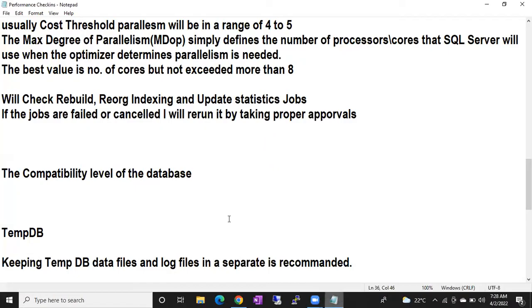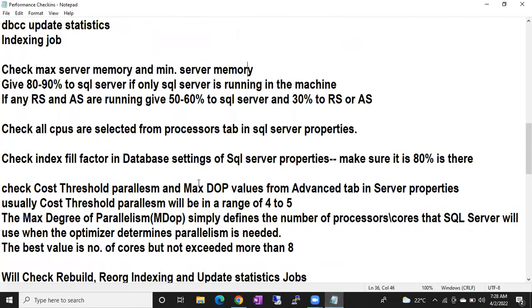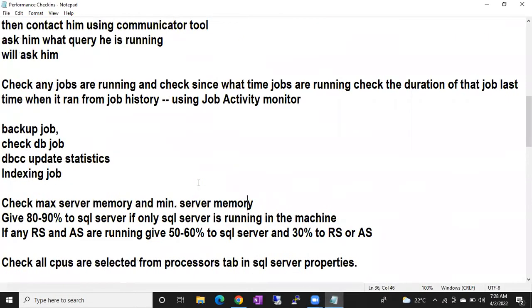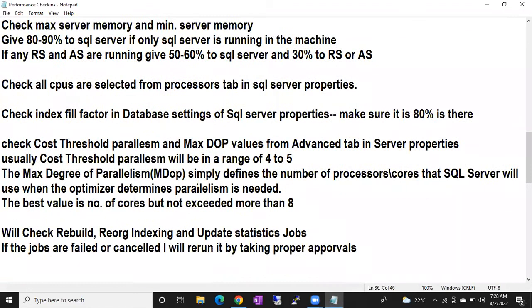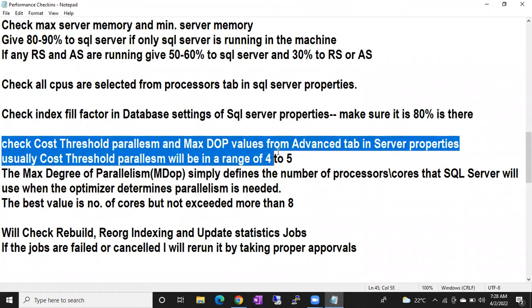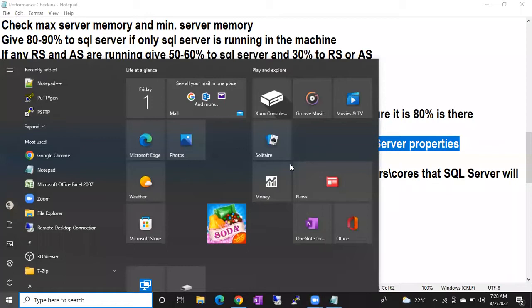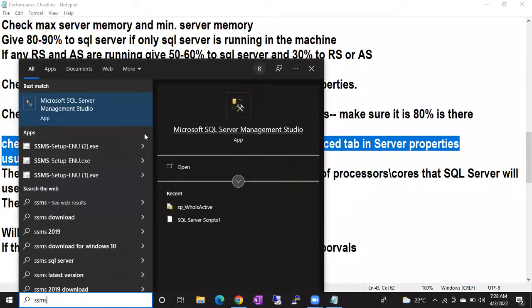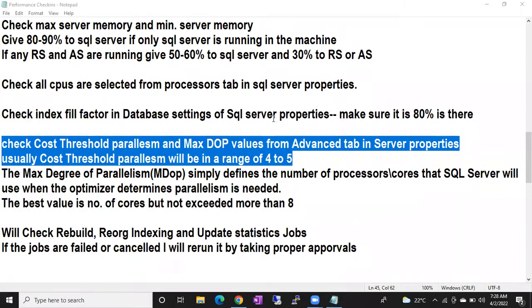Right, fine. In the last class, we discussed application running slow, query running slow, CPU 90%, memory 90%. What things do we have to check? Everything we discussed, guys. Cost threshold parallelism and max degree of parallelism: these are two parameters. We can see these two parameters in the SQL instance properties, guys. These two parameters will help you with parallelism: max DOP and cost threshold parallelism.